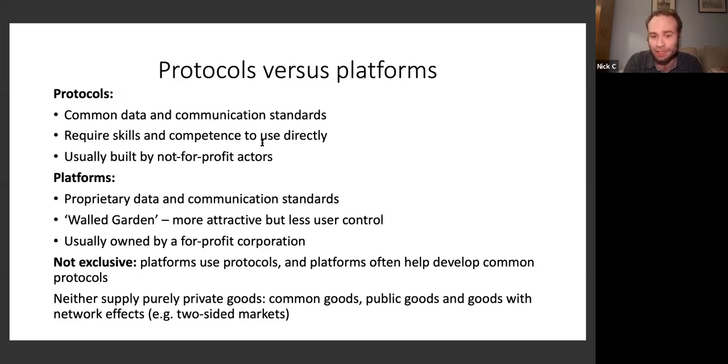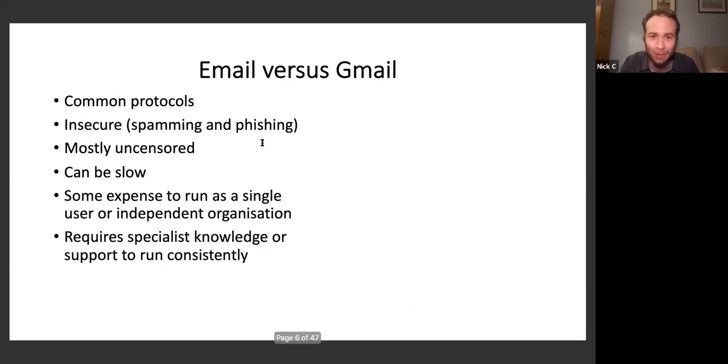Importantly, neither of these supply purely private goods. They're supplying common goods, public goods, and goods with various network effects. So classic in the internet space are two-sided markets. If you're ever in a space where you're not paying for something, and you're a little bit confused what's going on, you've got to think there's another side to the market somewhere that's paying for it. And if you're not paying for anything, then they're paying for you. So you've got to watch out for these two-sided markets. Not always obvious what's going on.